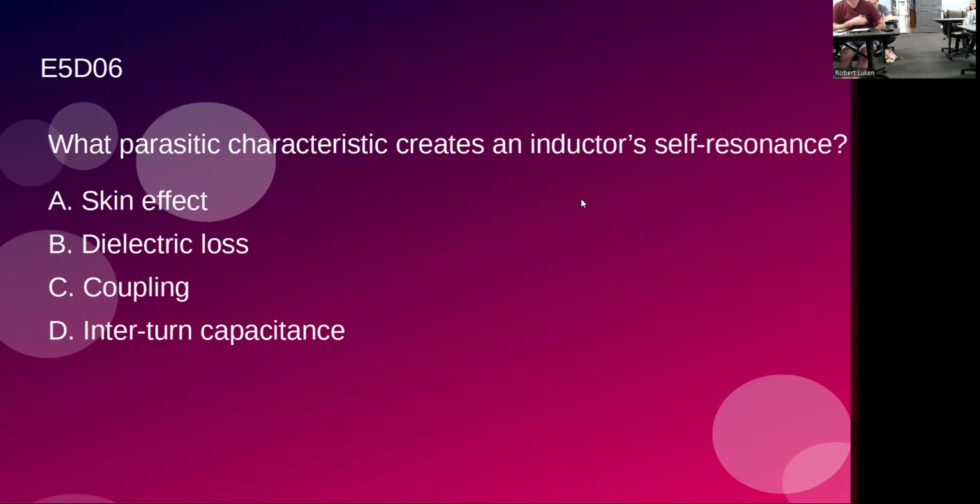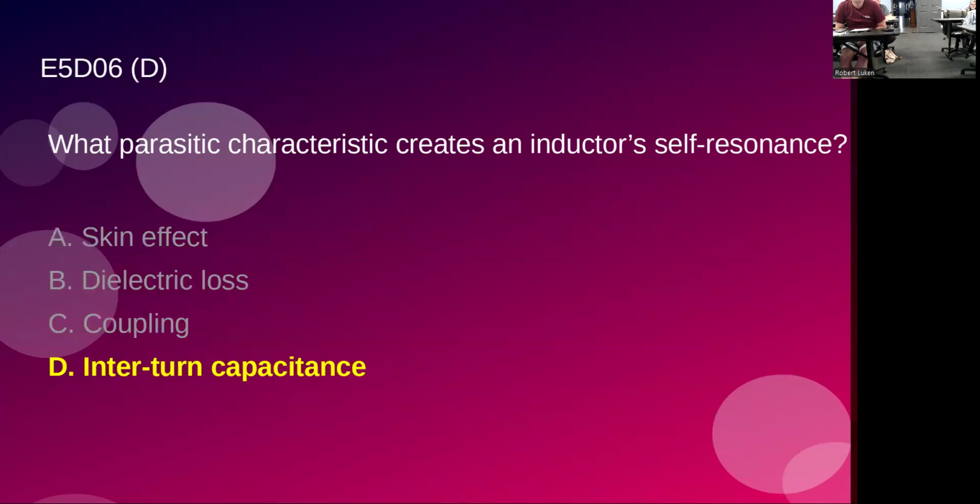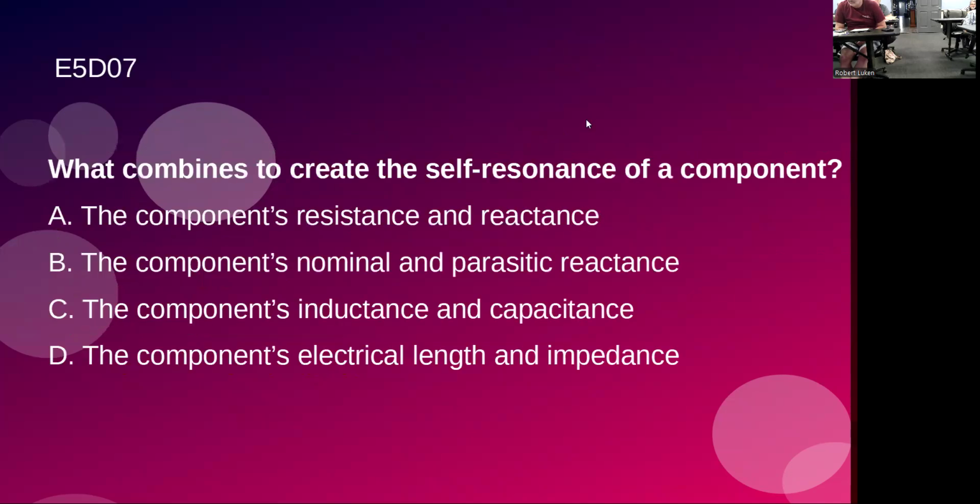So what parasitic characteristic creates an inductor's self-resonance? Interturn capacitance. What combines to create the self-resonance of a component? You have to read this one carefully.